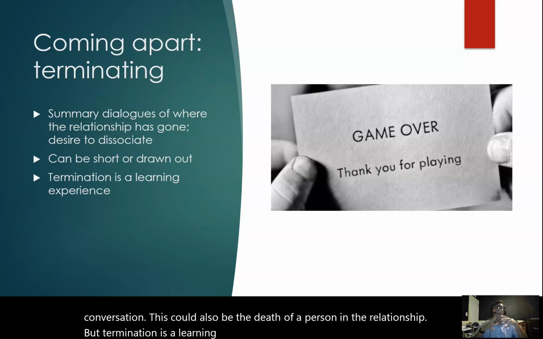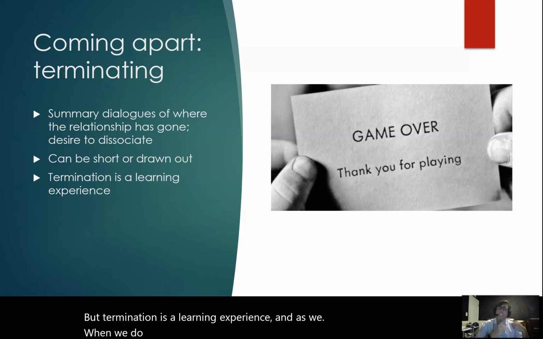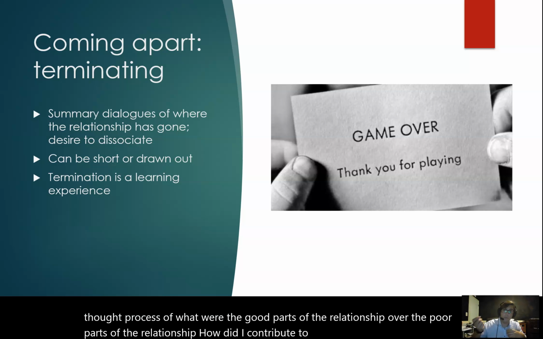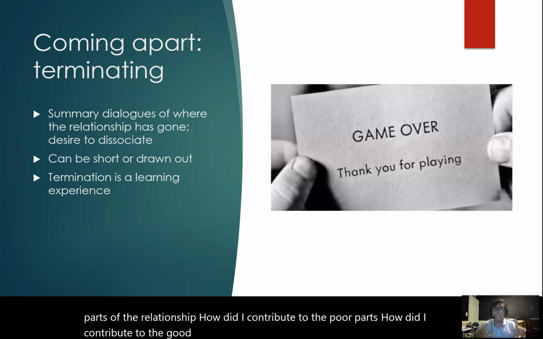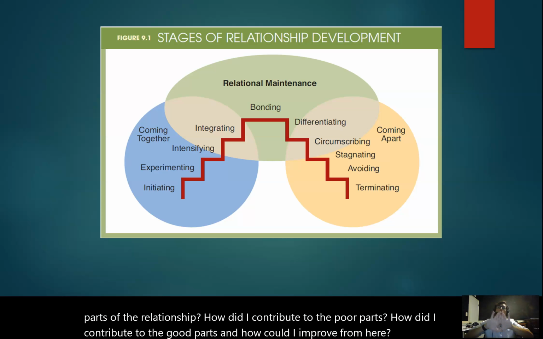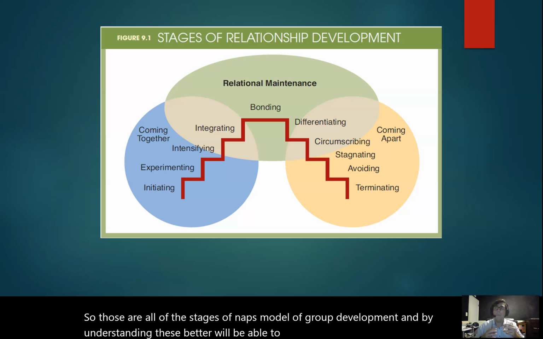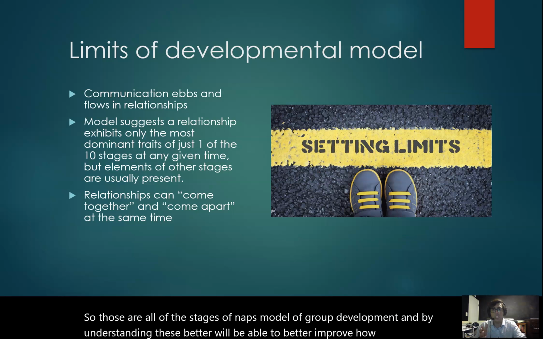When we do terminate relationships, we should start having that summary thought process: what were the good parts of the relationship? What were the poor parts? How did I contribute to the poor parts? How did I contribute to the good parts? And how can I improve from here? So those are all of the stages of Knapp's model of relationship development. And by understanding these better, we'll be able to better improve how we interact in these relationships.